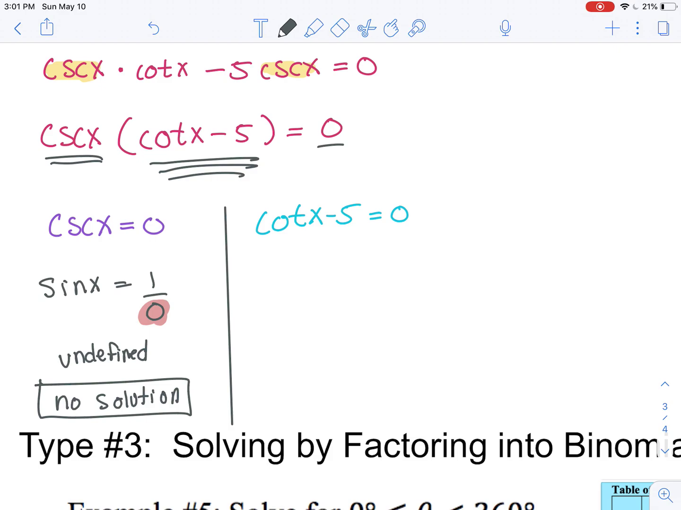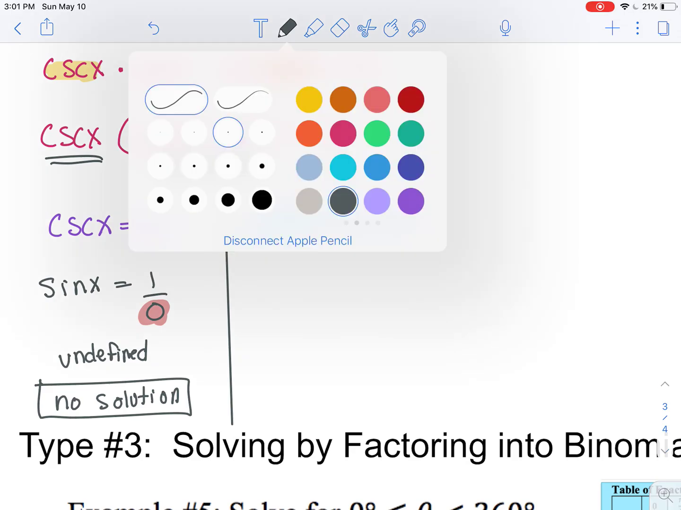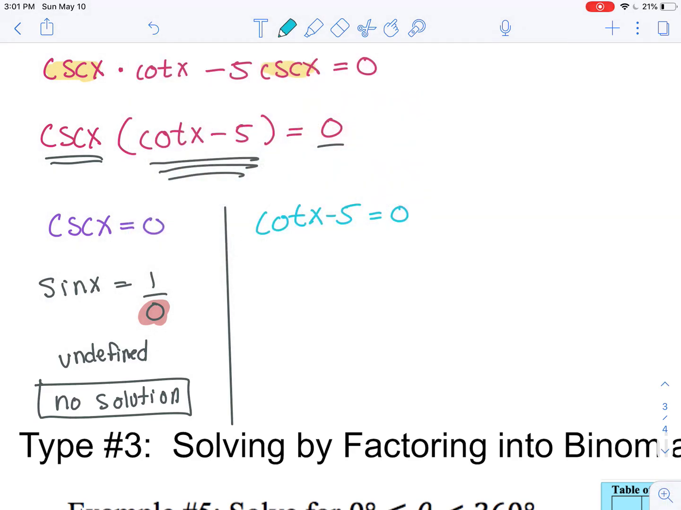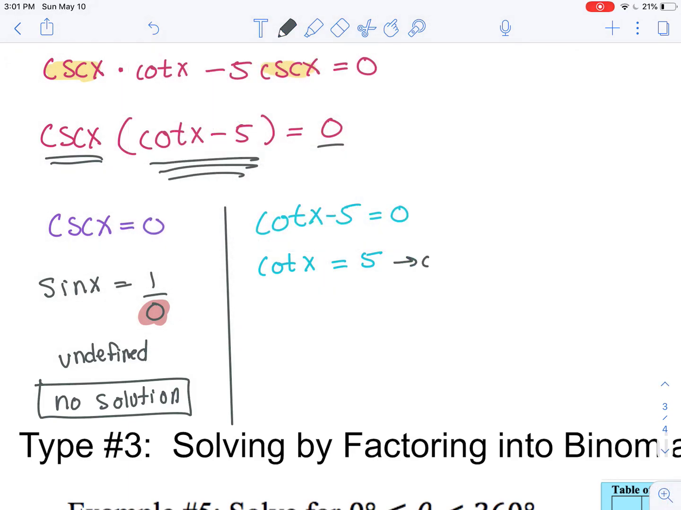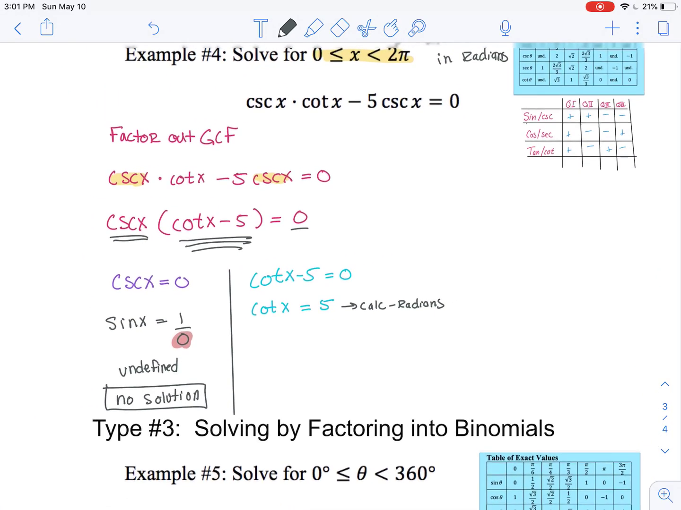So we can go over and solve for cotangent x minus 5. So I'm going to go ahead and solve this and say, well, when is cotangent of x equal to 5? This is not on our exact value, so we need to use our calculator. And we need to make sure we're in radians, because our answer needs to be in radians.